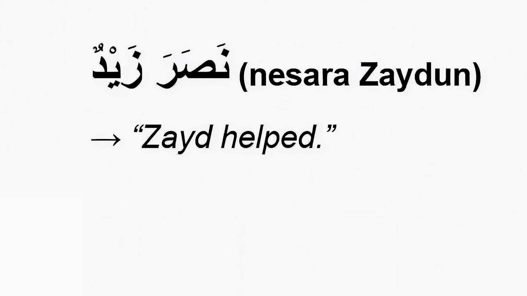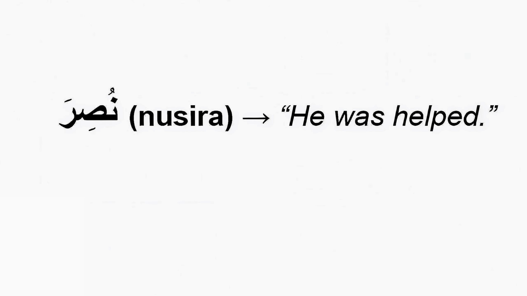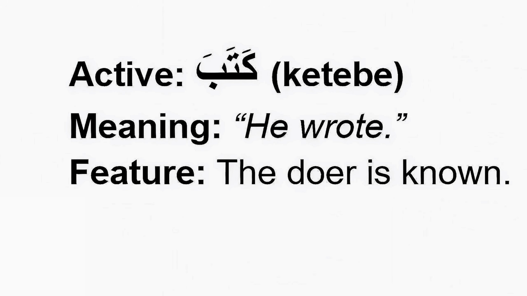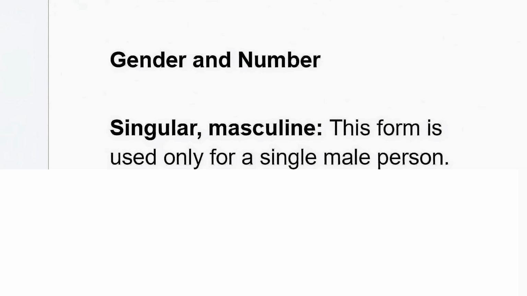For example, Nasara Zayd. Zayd helped. If the doer is not specified, we say Nusira. He was helped, i.e. passive. We will learn this in the second part of Emsile. The same thing applies, of course, to other verbs like Kataba. He wrote. Then we say Kutiba. It was written. It is also important that the verb Nasara is not used the same way in Arabic for men and women. We will also learn how it is used for women in the second part of the book.